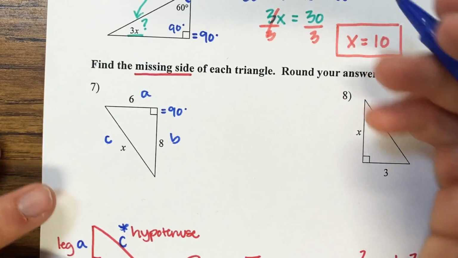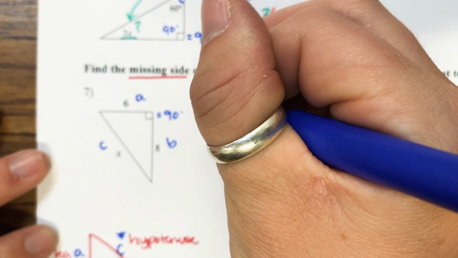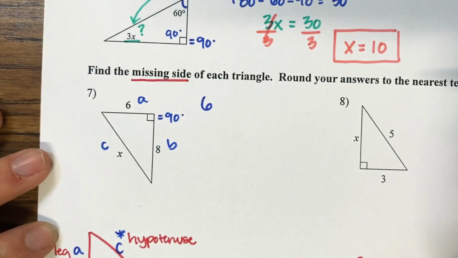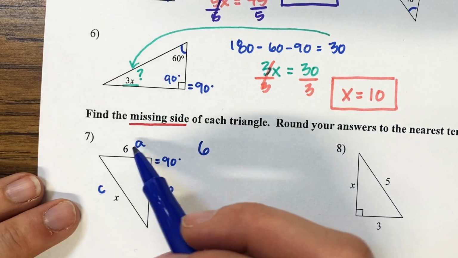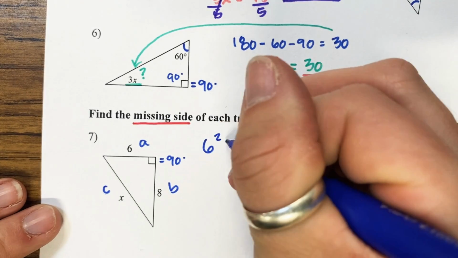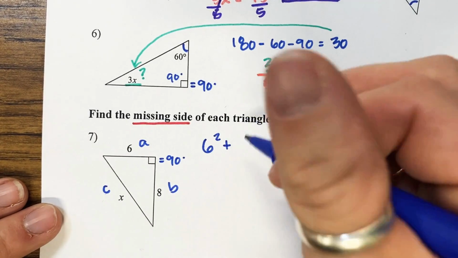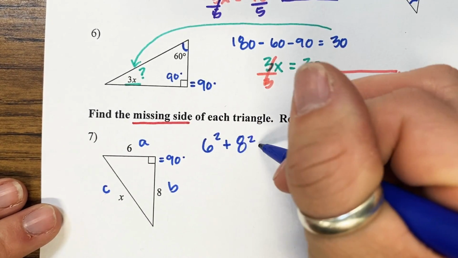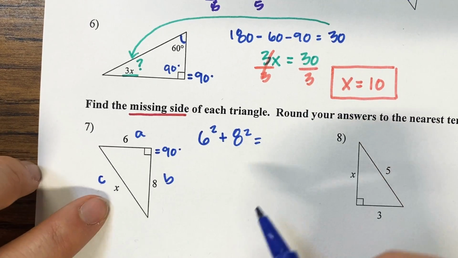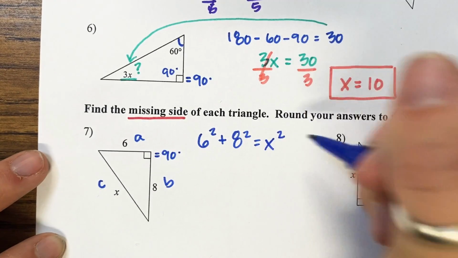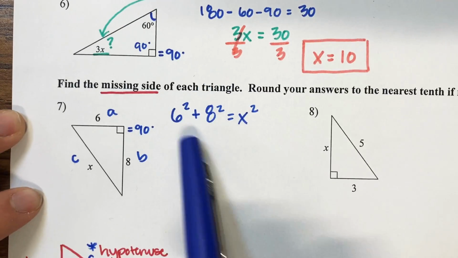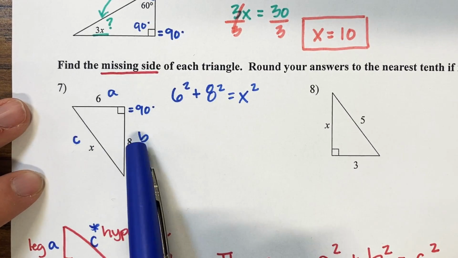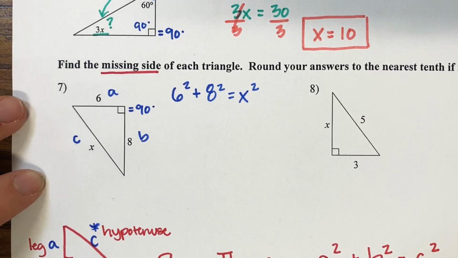So now I have 6 squared. Okay, remember it's always squared. A squared plus B squared equals C squared. So A squared is 6, so 6 squared, plus B, 8 squared, equals C, which is X squared. And we've now filled in the Pythagorean theorem with the sides we know in order to find our missing side.